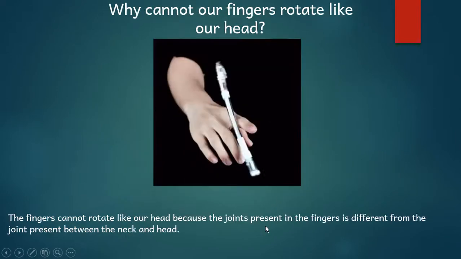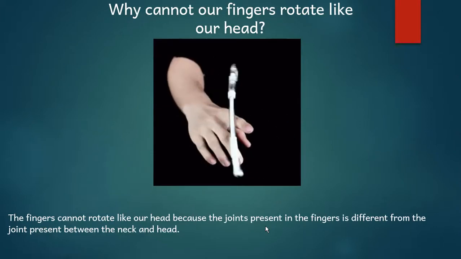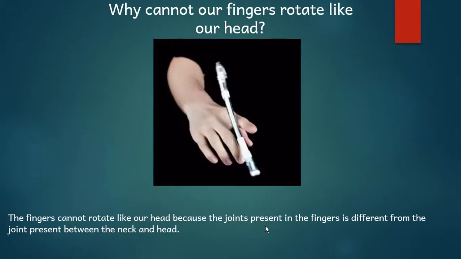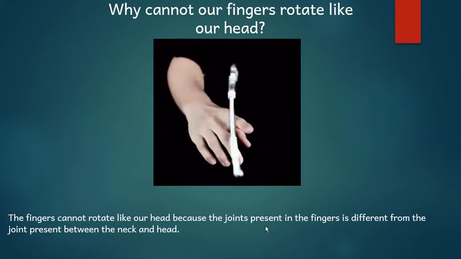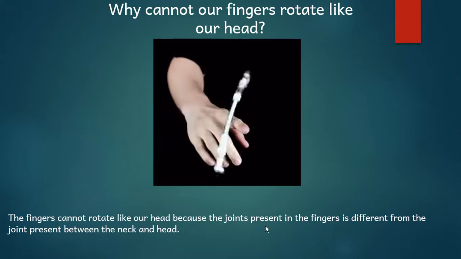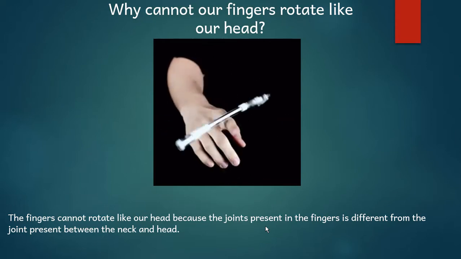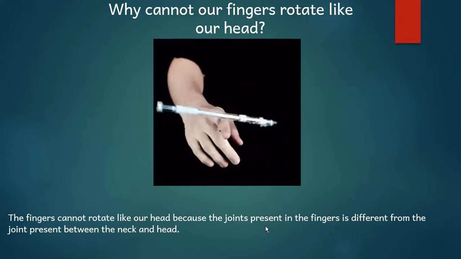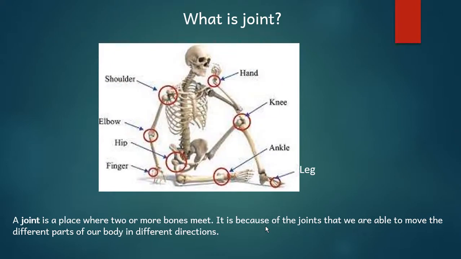Secondly, your fingers cannot rotate like your head. They rotate in a somewhat different way. This is because there is a different joint present in your fingers as compared to the joint present in your neck. So there are different joints present all over the body. Joints present in your neck, shoulder, wrist, knee, hip region, etc. are different. Let's see what a joint is.